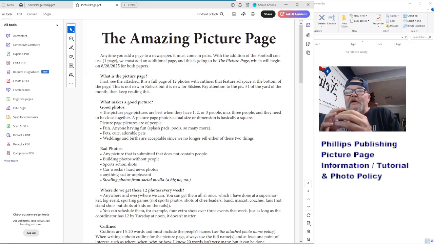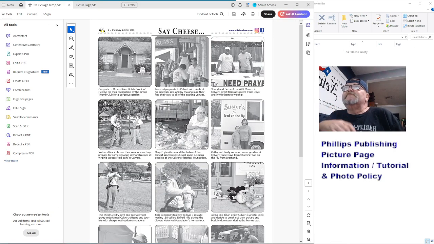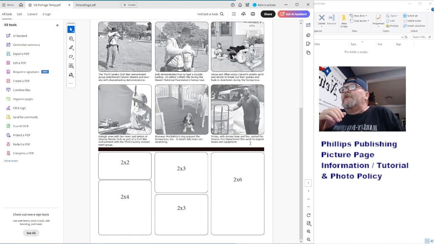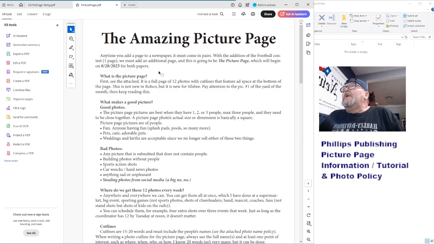The reason I picked the picture page, it's one of the most popular pages that you can put in a community newspaper. People absolutely love this page. It's fantastic. What it is basically is 12 pictures with cut lines. It looks a lot like that. Okay, so this is just my little mock-up so that y'all can see, and we're going to go over some of the elements of this thing and talk about selling it and all of that stuff. So let's get into it.